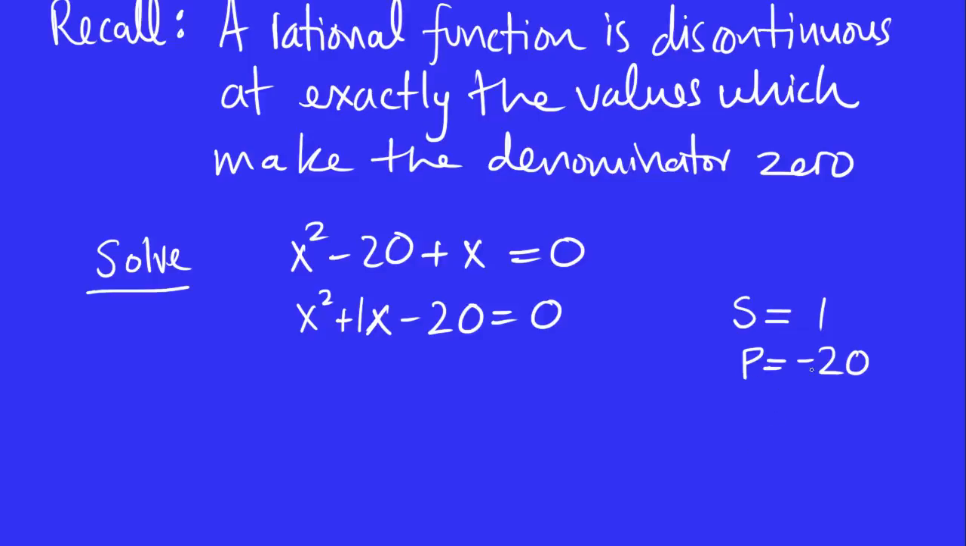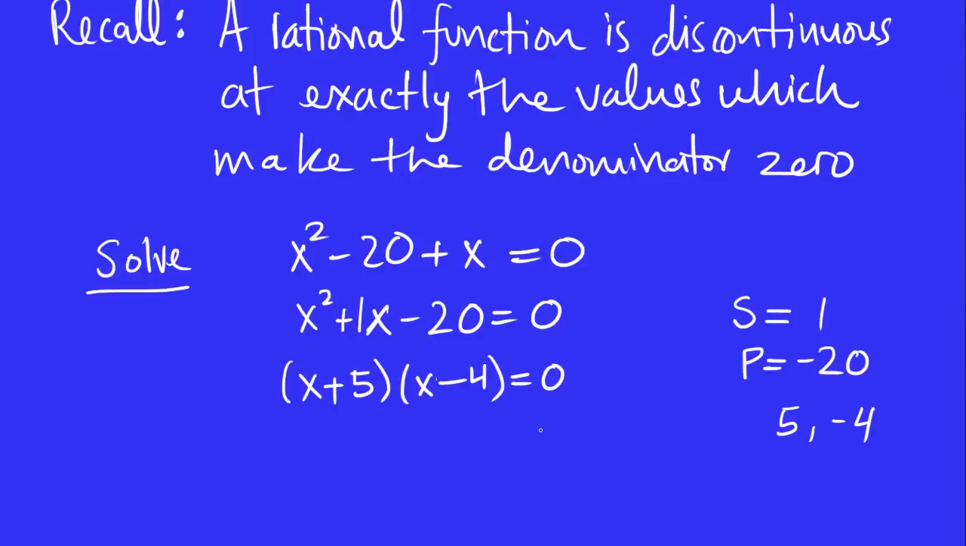Well, think about numbers that multiply to negative 20. Could you make that add up to 1 somehow? I think we can take 5 and negative 4, right? 5 times negative 4 is negative 20, and 5 plus negative 4 is positive 1. So that actually means your answer is x plus 5 times x minus 4.